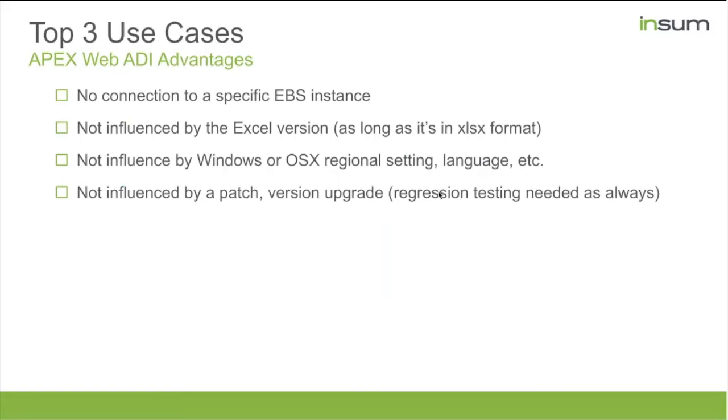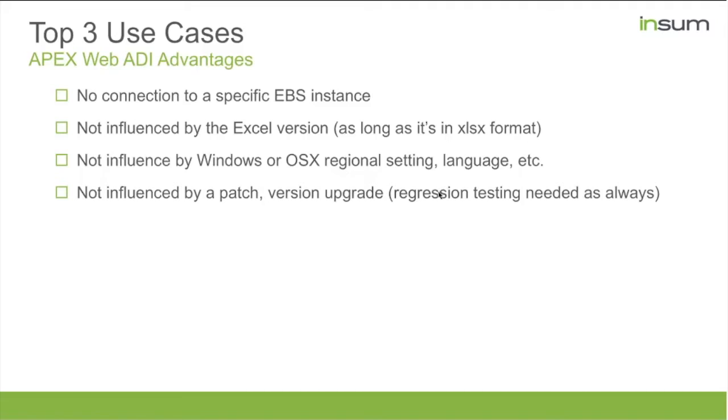So, and this is what I'm going to present to you. And this is just an example, not a product by any means. But these are ideas that you have to keep in mind and show you how APEX can help you out. So what we're going to do here, we're going to have no connection between the EBS instance and the Excel spreadsheet. We're going to drop a file into a drop zone, so I don't care about the Excel version as long as the file is in XLSX format. I'll be able to read it. I will have no influence from my Windows or OS X regional setting, language, what have you. I'm only interested in the content and not in the container. And by doing this, you will not be influenced by patch or version upgrades. Only your regression testing will be needed because you'll be using some sort of an API or interface table.